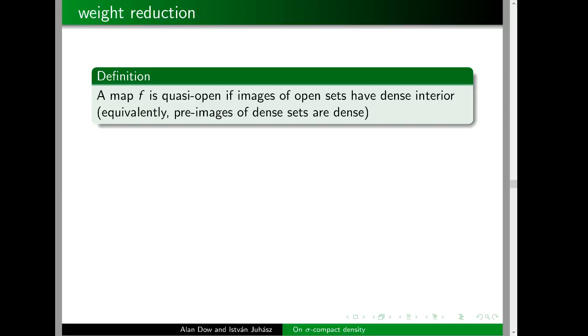So a definition of a quasi-open map, it's not my definition. A map is quasi-open if images of open sets have a dense interior. And that's equivalent to the pre-images of dense sets being dense. So you can take that as a definition: pre-image of a dense set is dense.